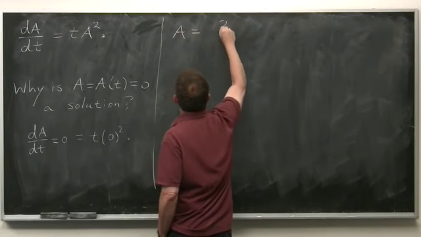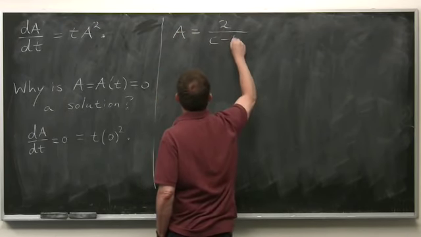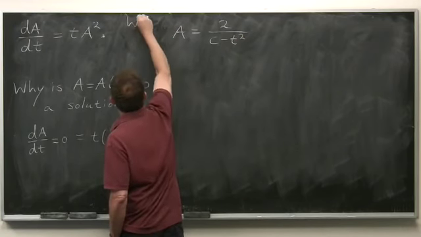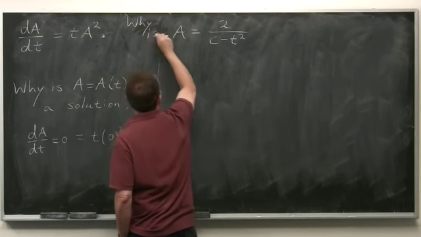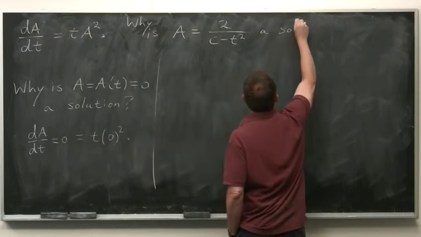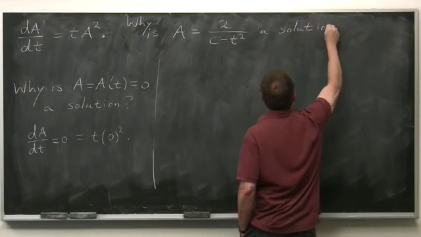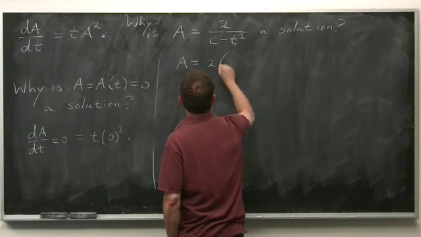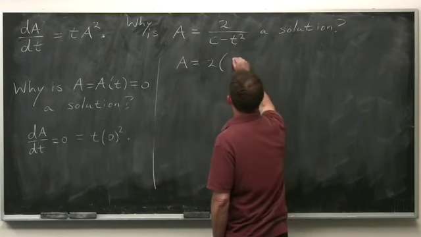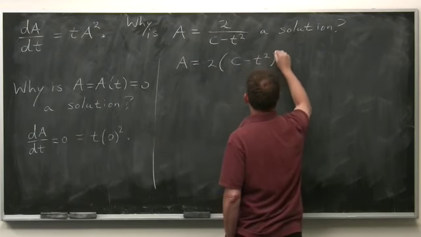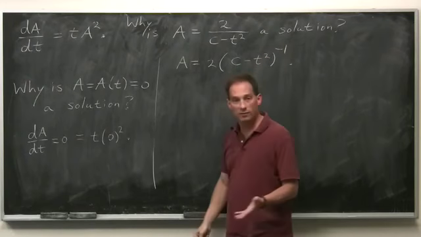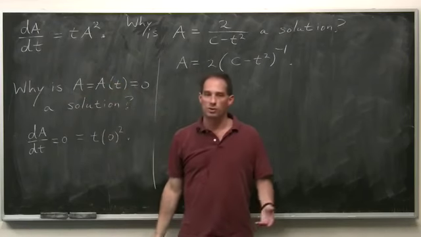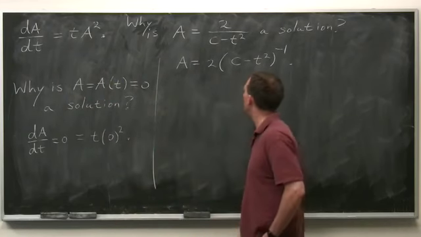So why is this a solution? So y is... no matter what the constant c is. Well, we can just do it. So it's nicer to write this as A equals 2 times (c minus t squared) to the minus 1. And then what do we have to do? You calculate dA/dt. You calculate t times A squared, and you verify that they're the same.